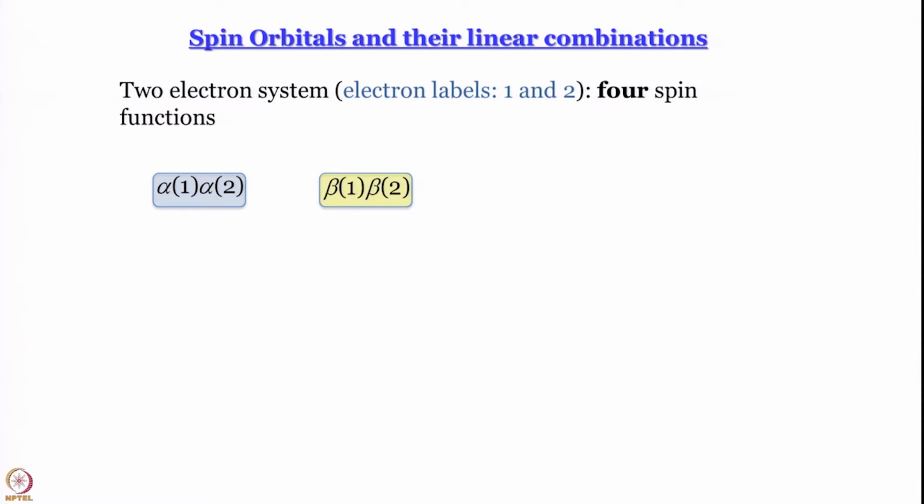Things get interesting when we think of mixed spin systems. What happens when one spin is alpha, one spin is beta? We might think of writing like this, alpha(1) beta(2), or we might think of writing like this, beta(1) alpha(2). Now, if you look at these terms, what does this first wave function say? The first wave function says electron number 1 has up spin, electron number 2 has down spin. This one says electron number 1 has down spin, electron number 2 has up spin.